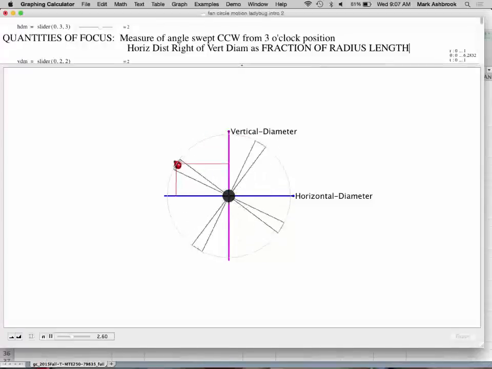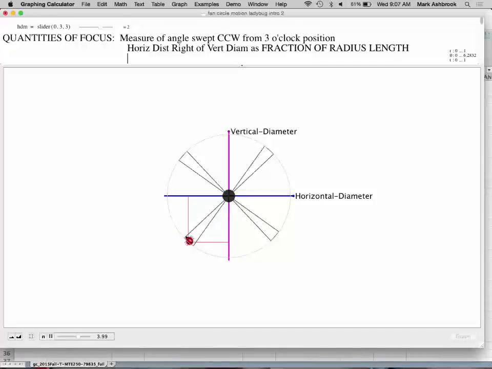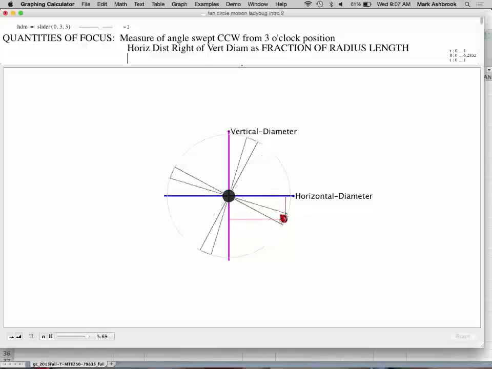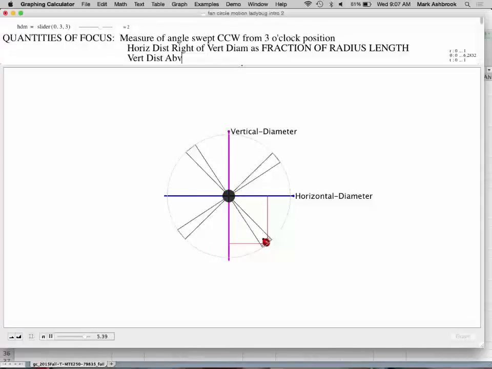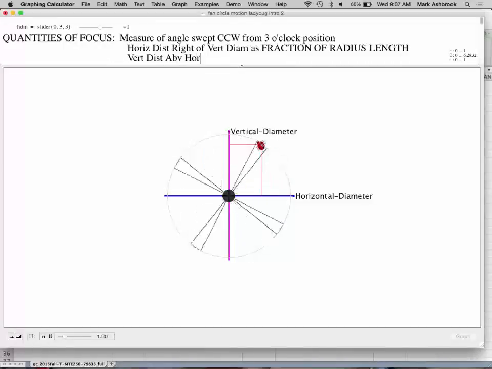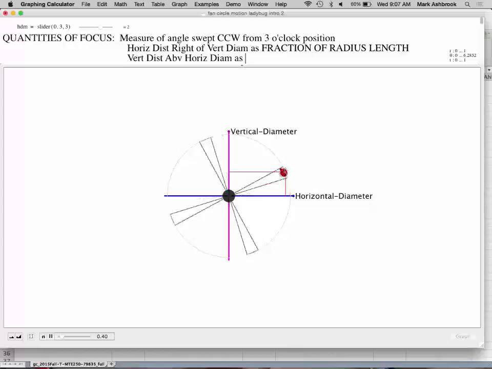Okay, and then the next quantity. The third quantity that we're interested in is the vertical distance above the horizontal diameter as a fraction of the radius length.